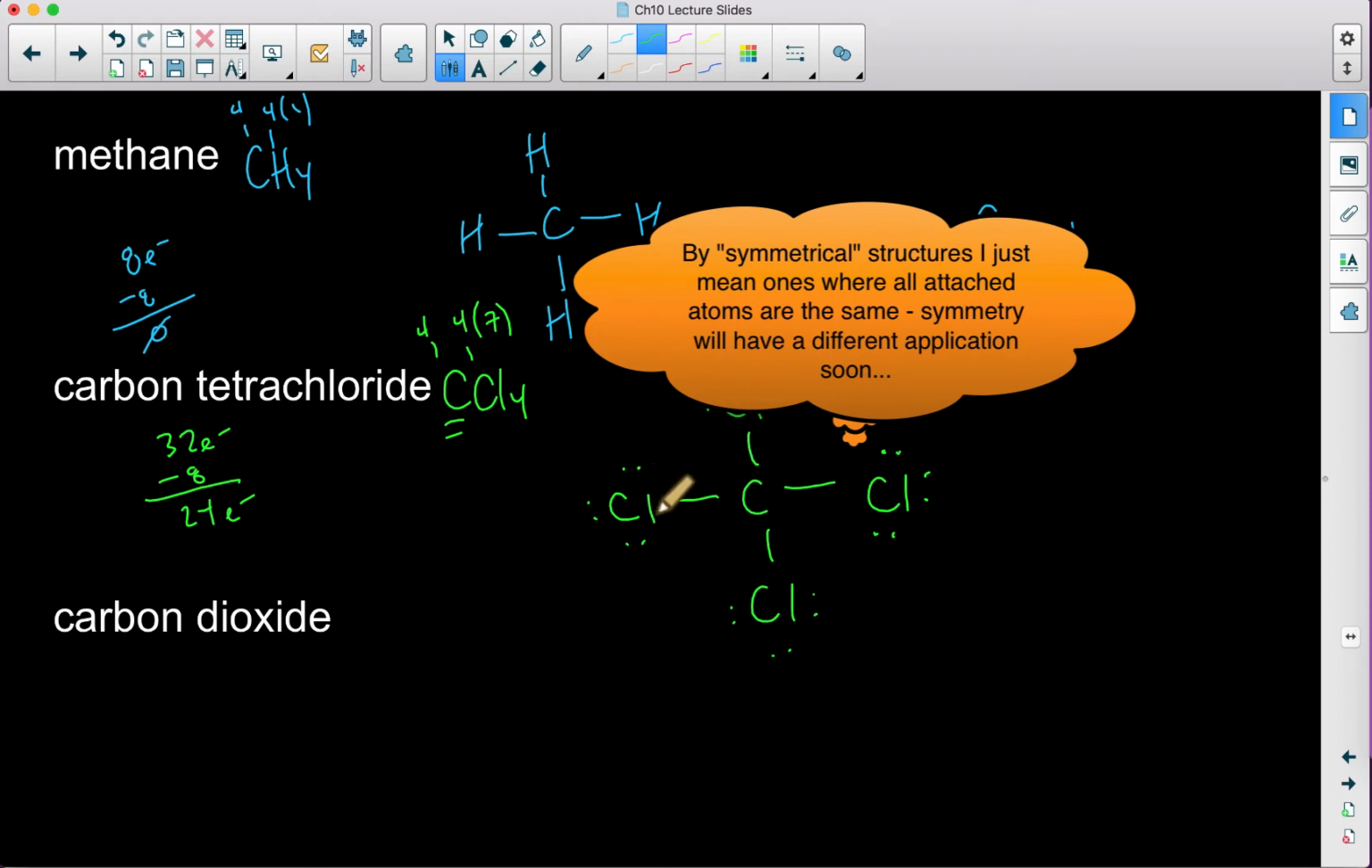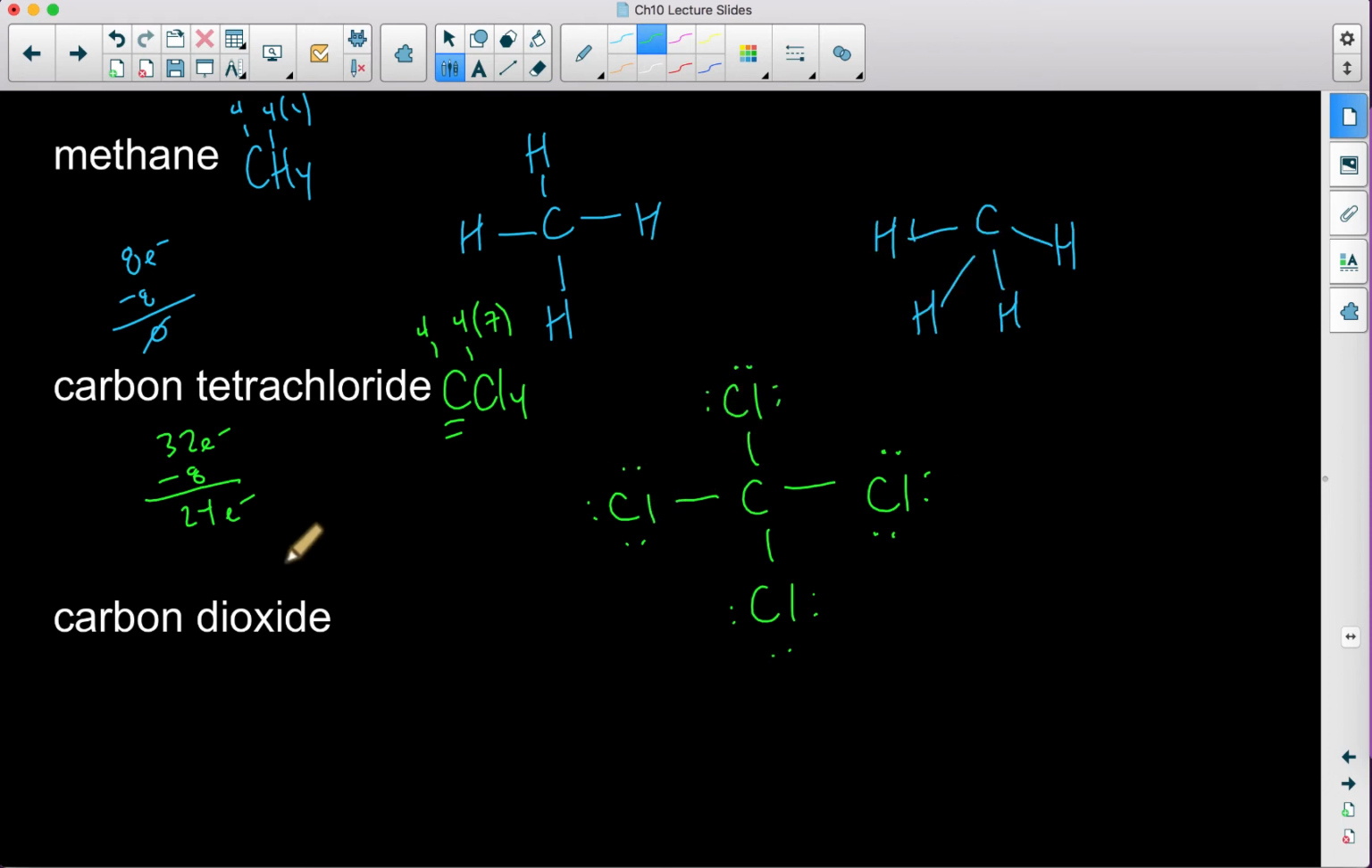And so if I use 6 times 4, that's a total of 24, which means I have 0 electrons remaining. I've used all my electrons.